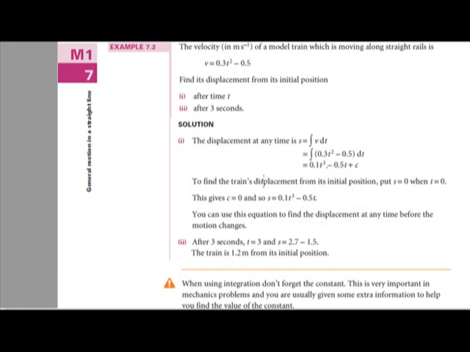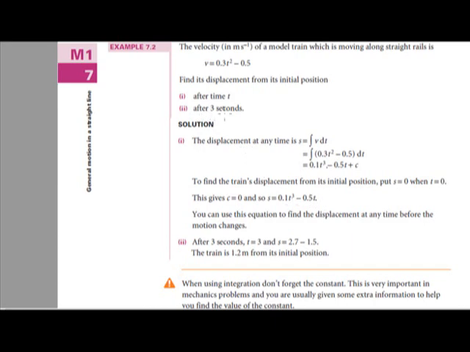To find the train's displacement from its initial position, we put s = 0 and t = 0. We know that when time is 0, the displacement s is 0. We can use that to get the constant of integration c, which will be 0. The final function will be s = 0.1t³ − 0.5t. So we can use that to find the second part of the question.